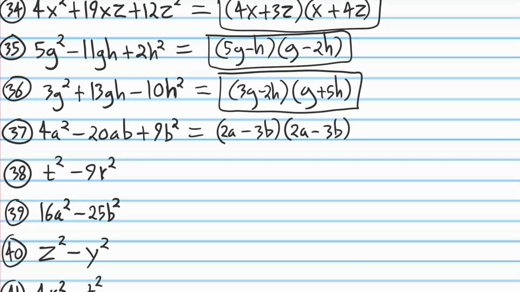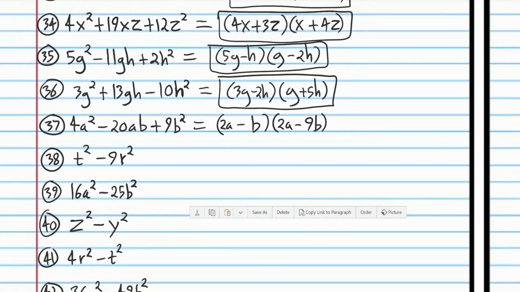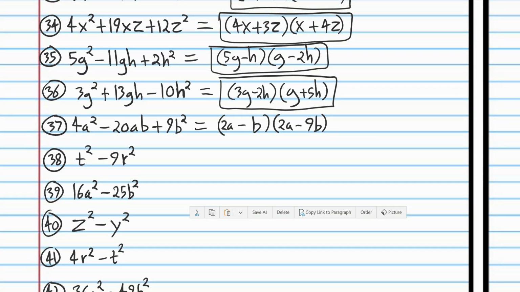So let's see here. What should we do? We can try to change the b's. Let's try negative b and negative 9b. And let's do O and I. So outside terms, 2a times negative 9b would be negative 18ab. Inside terms would be negative 2ab. And together those would be negative 20ab. So it looks like that was correct, because we want a negative 20ab. So if you got that answer, good job.